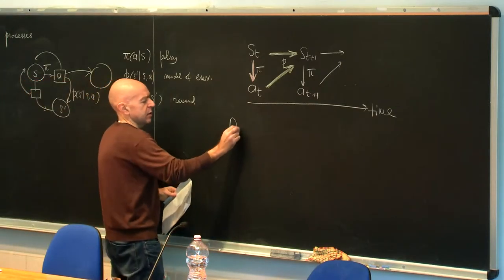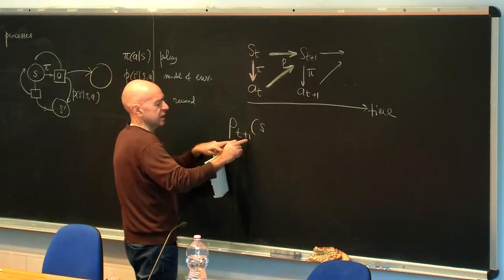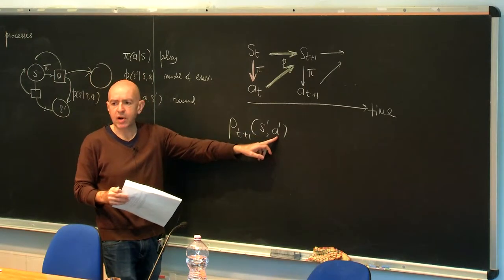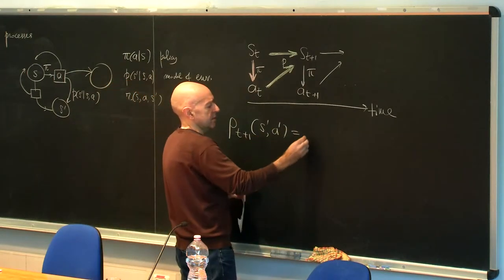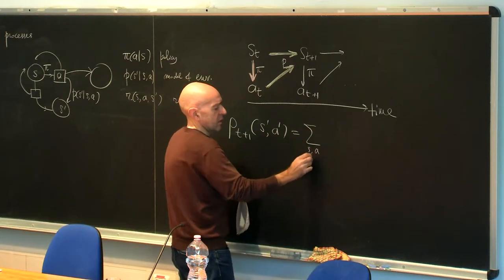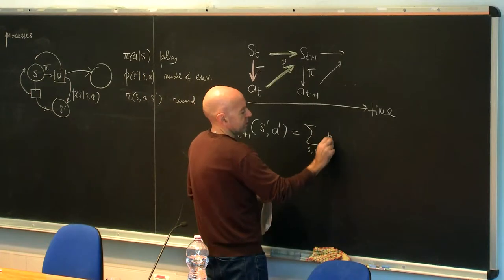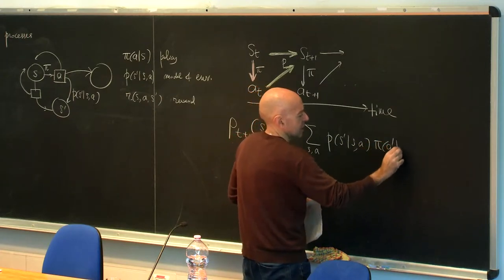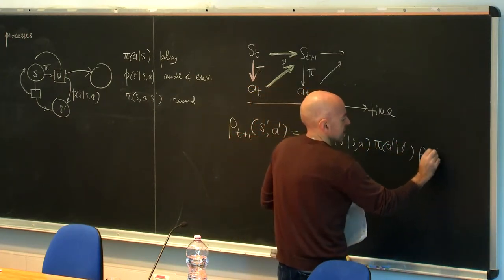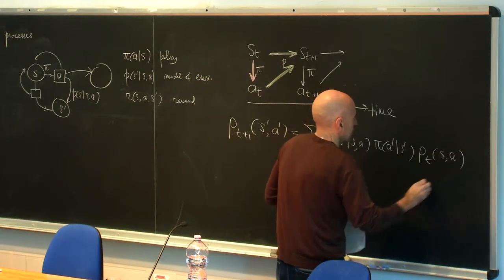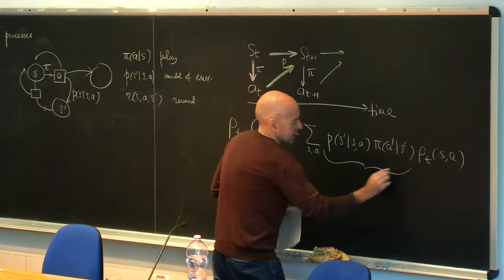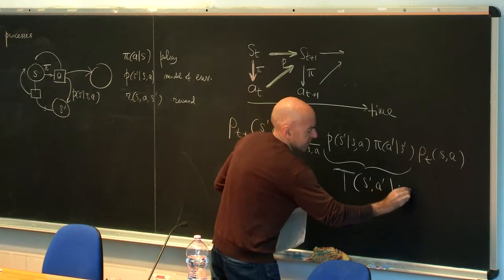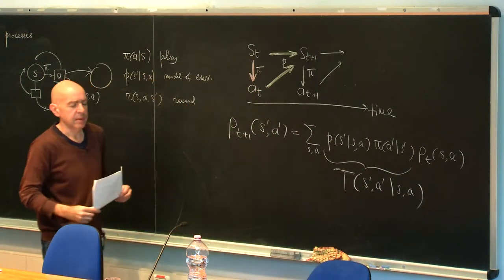In the sense that the probability that at a certain time t plus 1, the system is in state S prime and picks action A prime, is nothing but the sum over the previous states and actions of the probability of transitioning given the action, and then the probability of picking a new action according to S prime, times the probability of being in state S. So this thing here is just the transition probability from state and action SA to state S prime and action A prime. Okay.